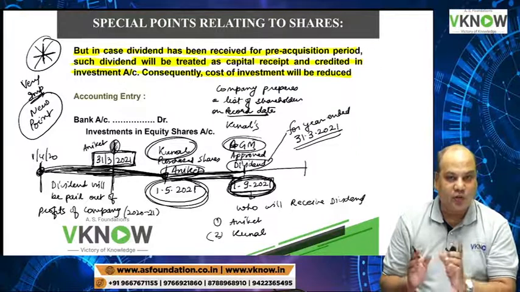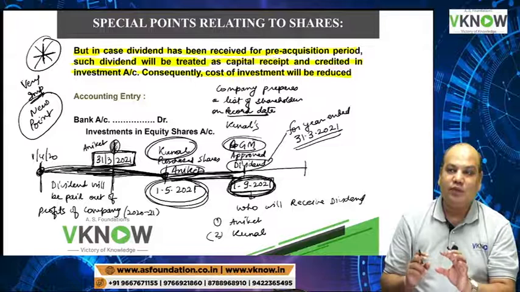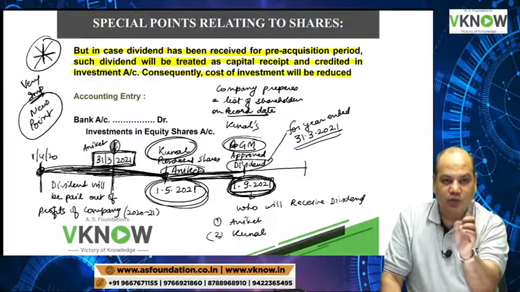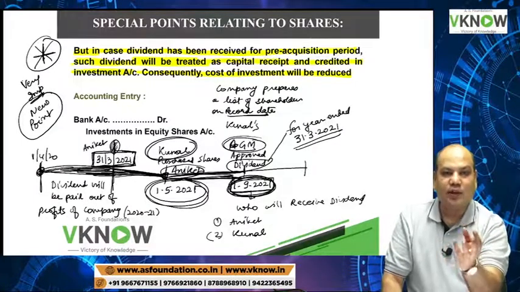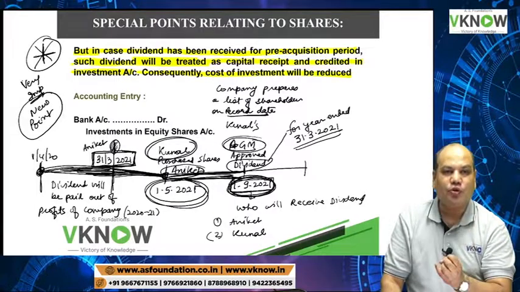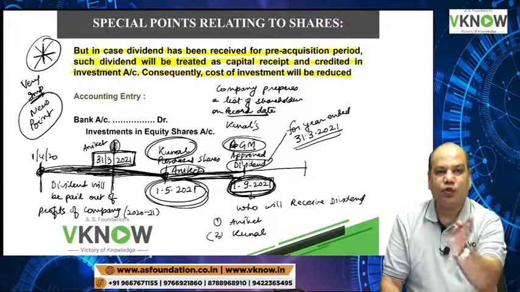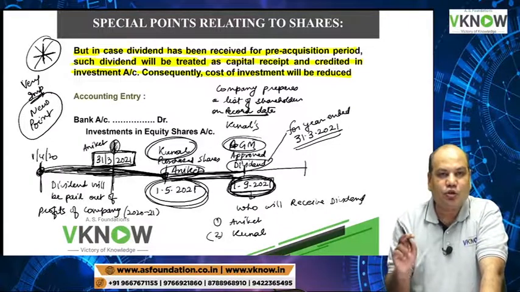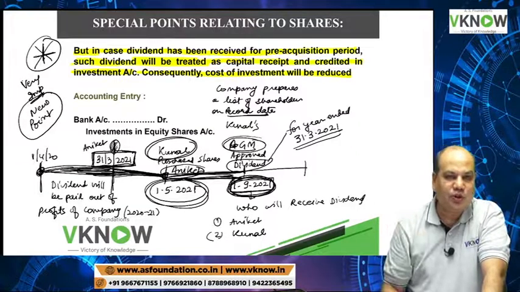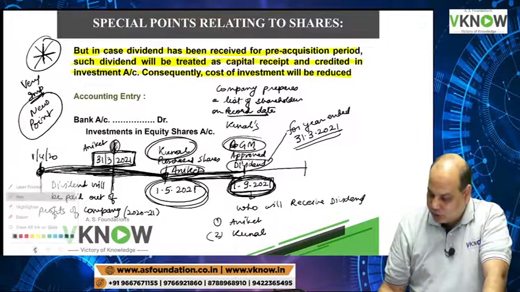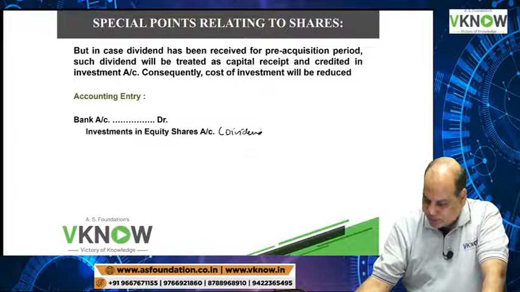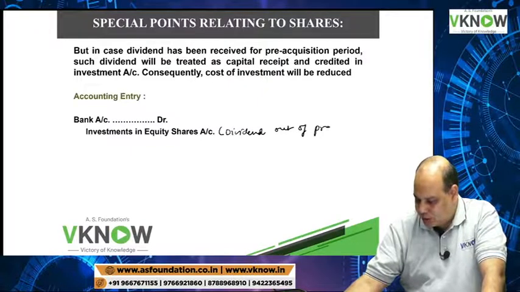So the standard says, now pay attention, I have explained for 15 minutes now. When an investor receives dividend for a period when he was not a shareholder, it is like a capital receipt. It is like recovery of your cost. It is not income, and therefore credit it to the investment account. This is called dividend out of pre-acquisition profit.